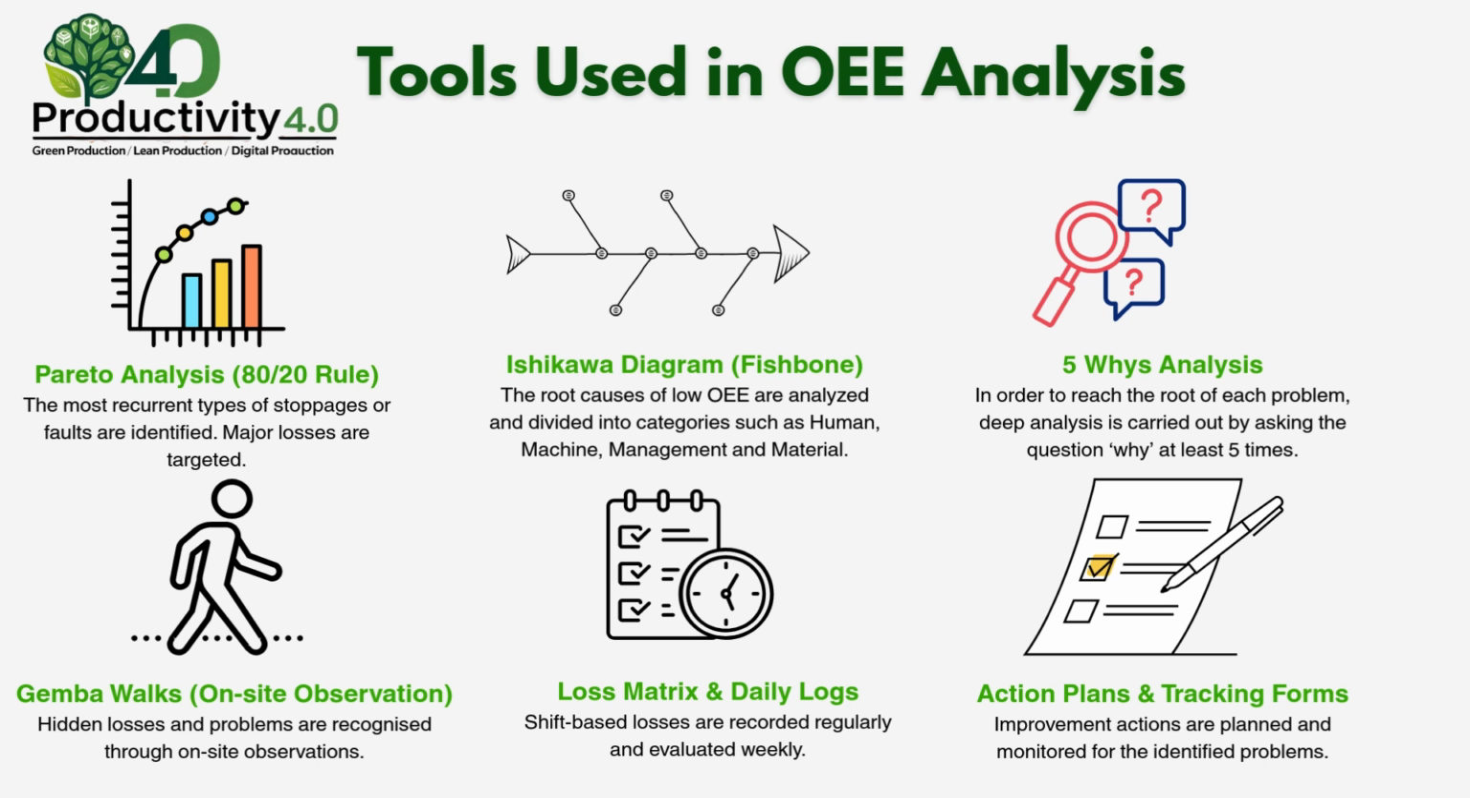The 5 whys analysis allows us to ask the question why at least 5 times to get to the root of each problem, so that we can conduct an in-depth analysis. Gemba walks allow us to recognize hidden losses and problems through on-site observations. These tools, when used together, make our OEE analyses more effective.